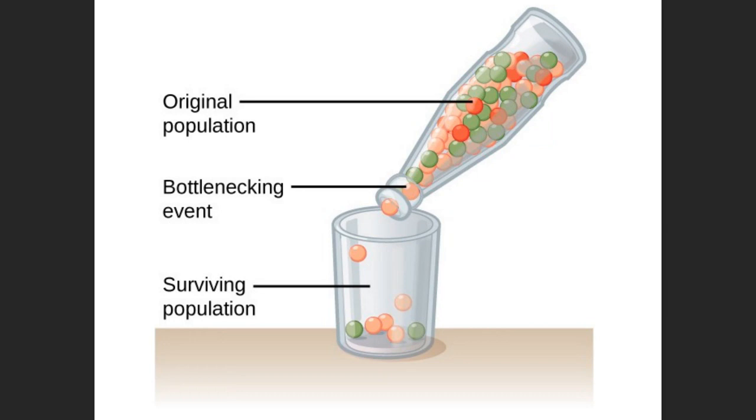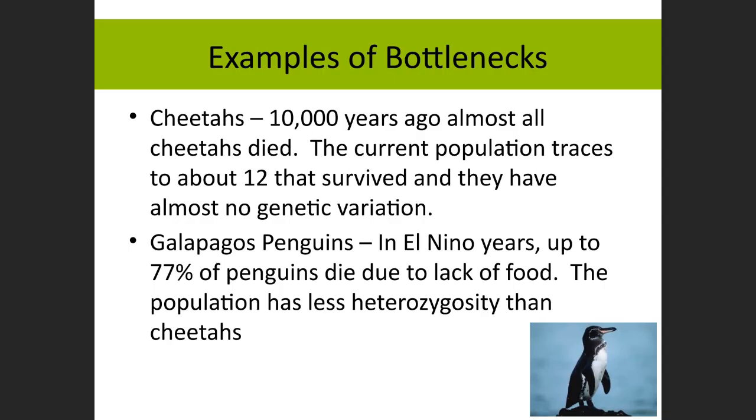So there's a few famous examples of bottleneck effects. You may have heard that cheetahs have very low genetic diversity. They're all very closely related to one another. Genetic tests have indicated that you could kind of date back to when they probably last had genetic diversity.